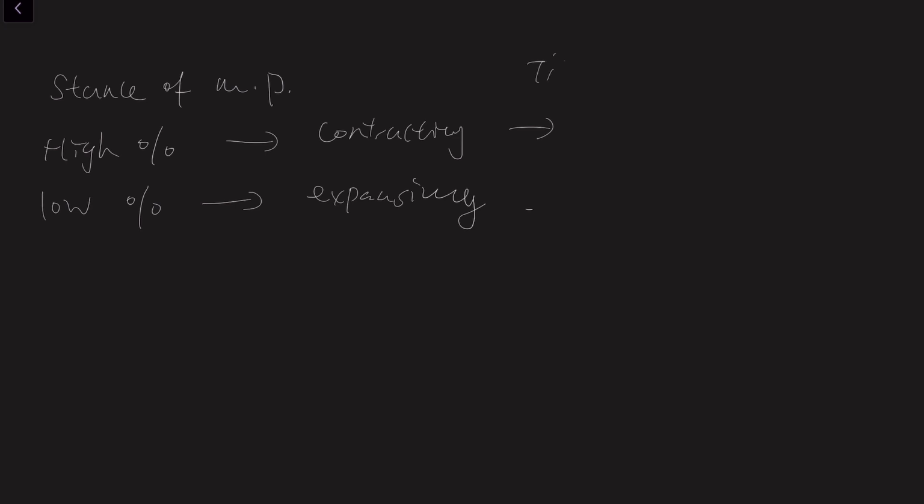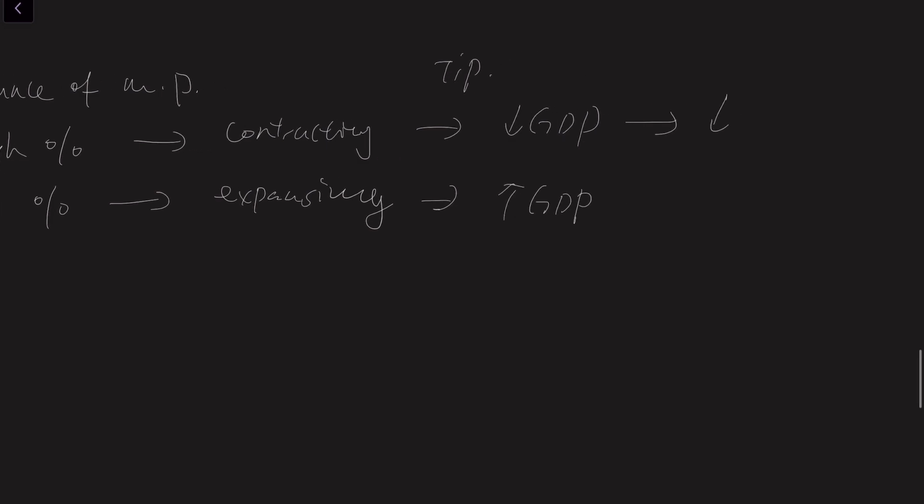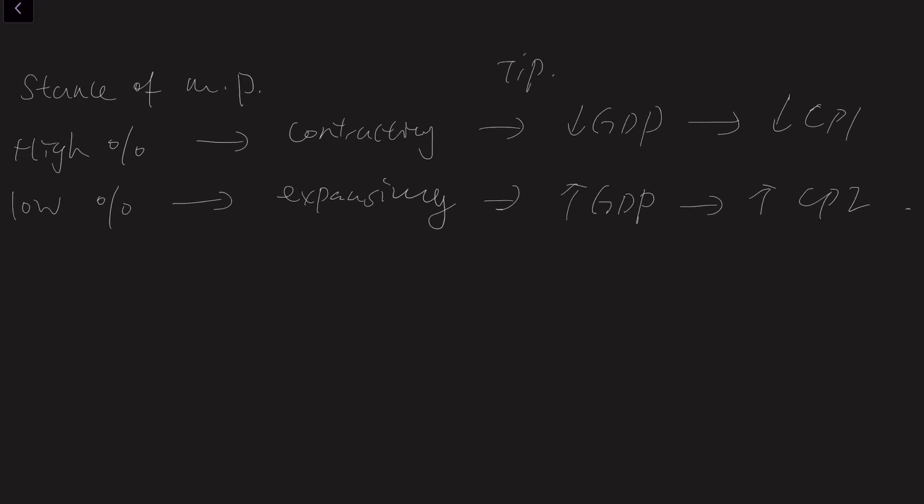Just a tip, contractionary decreases GDP. Expansionary increases GDP. Lower GDP means lower inflation. Higher GDP means higher inflation. So usually when the economy is running very hot and inflation is high, then we use contractionary monetary policy to decrease inflation. If the economy is in a recession with deflation or a very low rate of inflation, then we use expansionary monetary policy to stimulate the economy and increase the consumer price index.